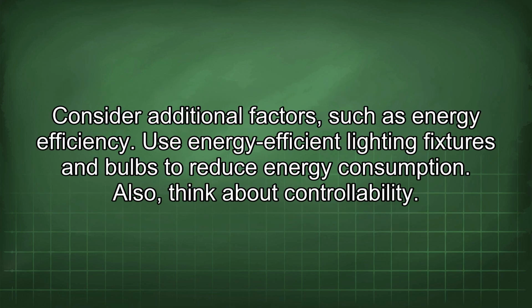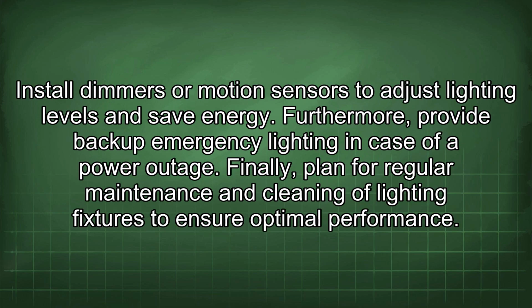Consider additional factors such as energy efficiency. Use energy-efficient lighting fixtures and bulbs to reduce energy consumption. Also, think about controllability. Install dimmers or motion sensors to adjust lighting levels and save energy. Furthermore, provide backup emergency lighting in case of a power outage.